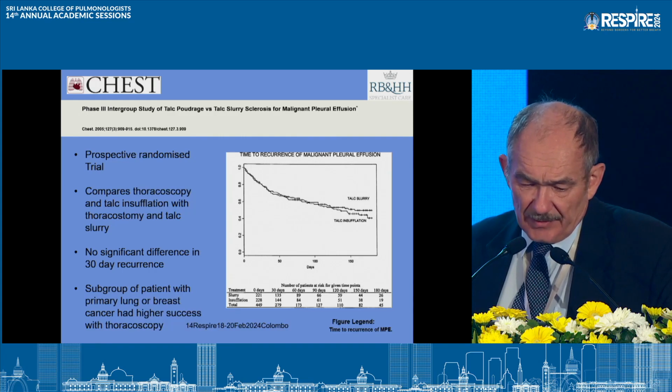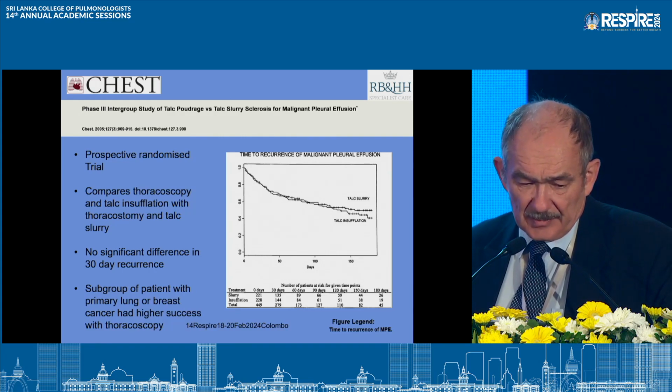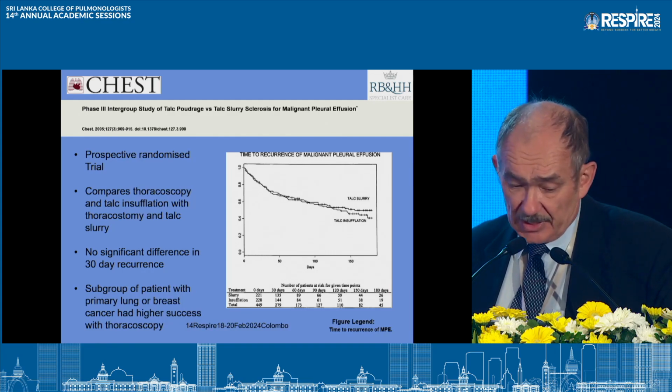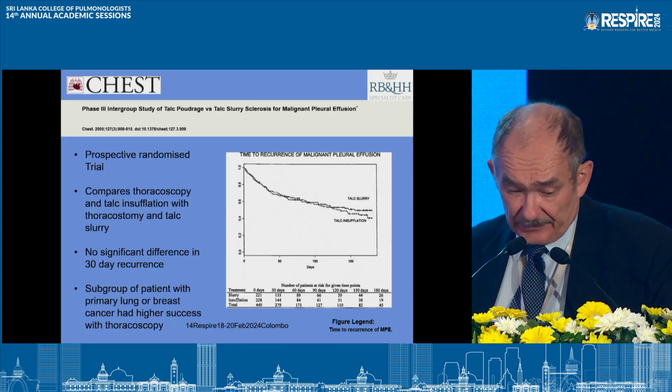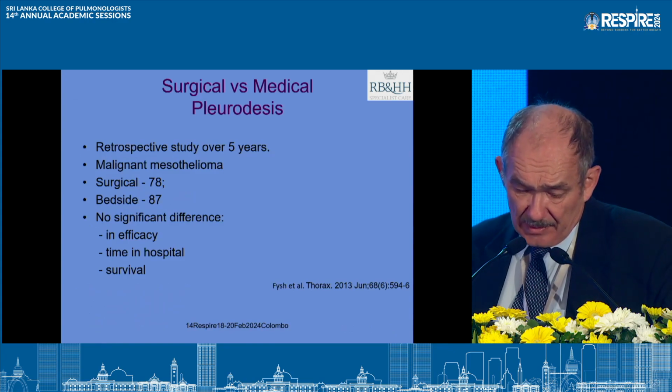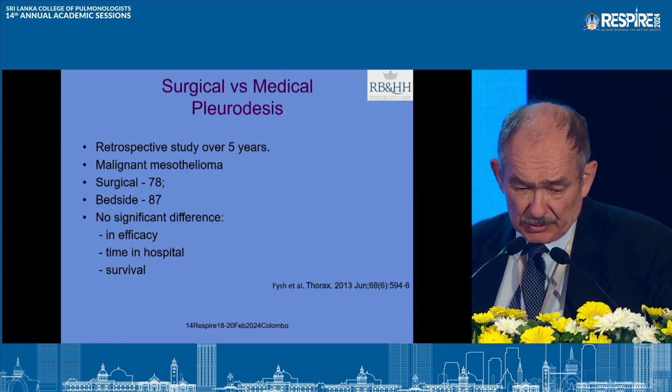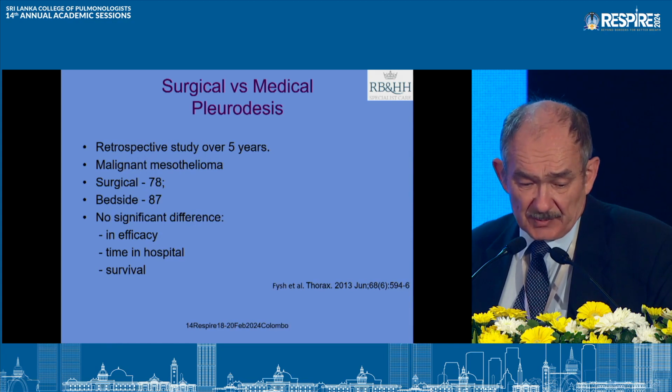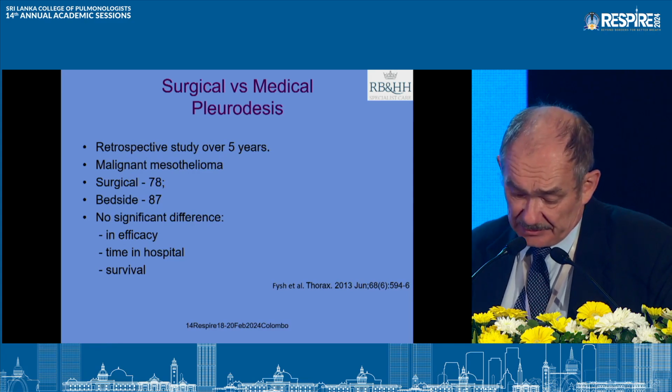In one trial, the authors tried to compare in a prospective randomized trial thoracoscopy and talc insufflation versus thoracostomy and talc slurry, and they found no difference. Another investigation was also done, and again, no significant difference in efficacy or time in hospital in patients with malignant mesothelioma, in a retrospective study of surgical and medical pleurodesis.